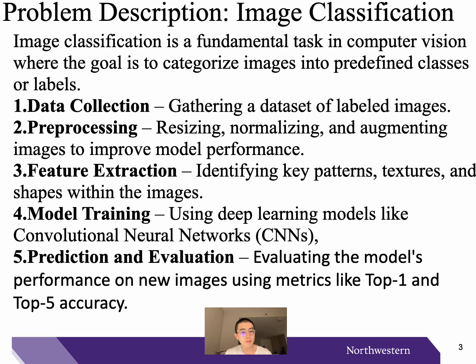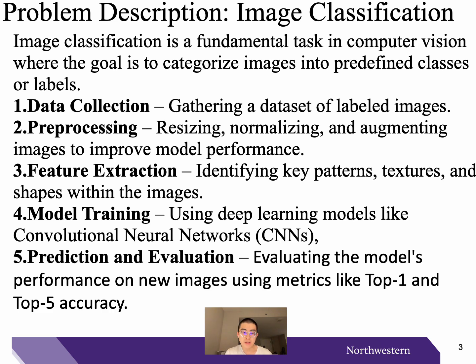The main problem I focus on is image classification algorithms. Image classification is a fundamental task in computer vision, where the goal is to categorize images into pre-defined classes or labels. The input is multiple images, and the output is the probability of each category. And each photo only has one class.